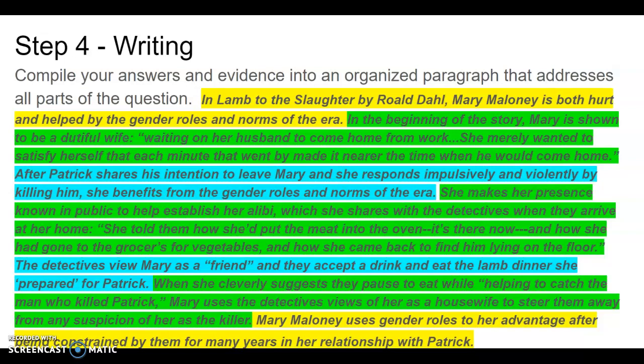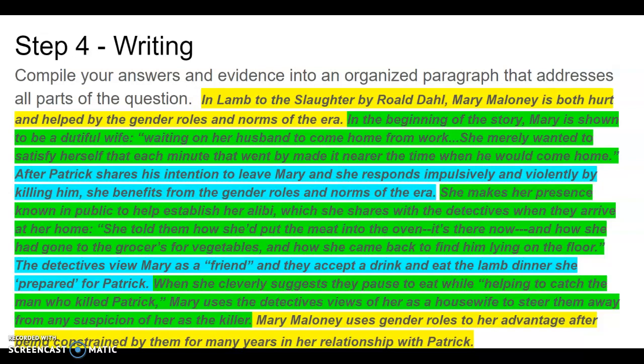I'm acknowledging that the roles hurt and helped her. If you look in green, you're going to see some statements that allow evidence to be used. And if you look in blue, you see analysis of that evidence. So, for example, the second line of the paragraph. In the beginning of the story, Mary is shown to be a dutiful wife. And then here is the evidence.